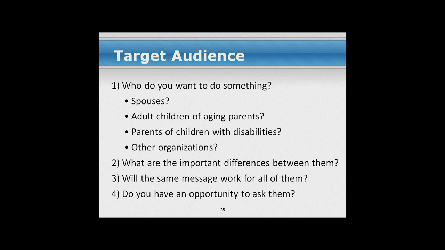So who is it we want to reach? Is it spouses? Is it adult children of aging parents? It might be parents of children with disabilities. It might be other organizations. These are all audiences that we all work with on a very regular basis. But there are important differences between them. Will the same messages work for all of them? And do we have an opportunity to ask them?